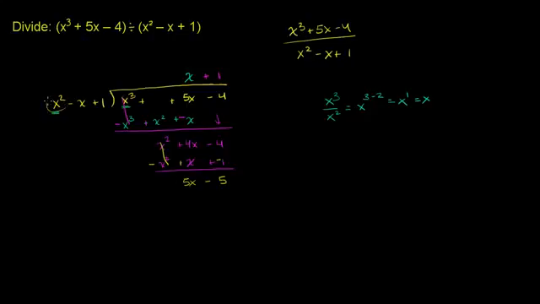Now, you might be tempted to keep dividing, but you can't anymore. This term right here, the highest degree term here, is now higher than the highest degree term that you're going to try to divide into. So we have a remainder.